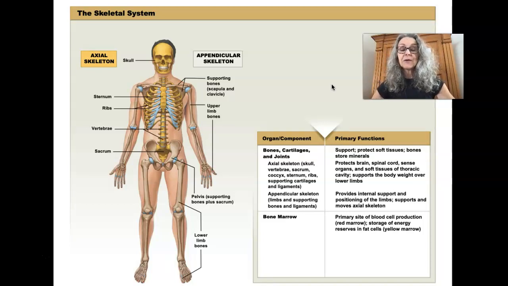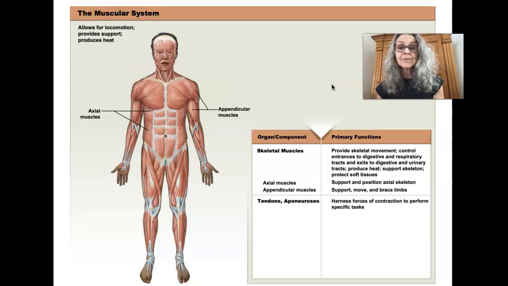We'll learn about all of that. The bones store minerals, calcium and phosphorus, and they also protect the organs. And on the inside, you have bone marrow, the purpose of which is the production of all blood cells. Then we have the muscular system.